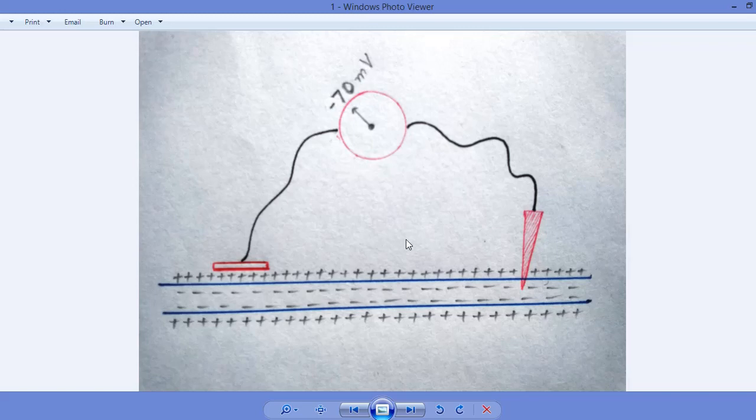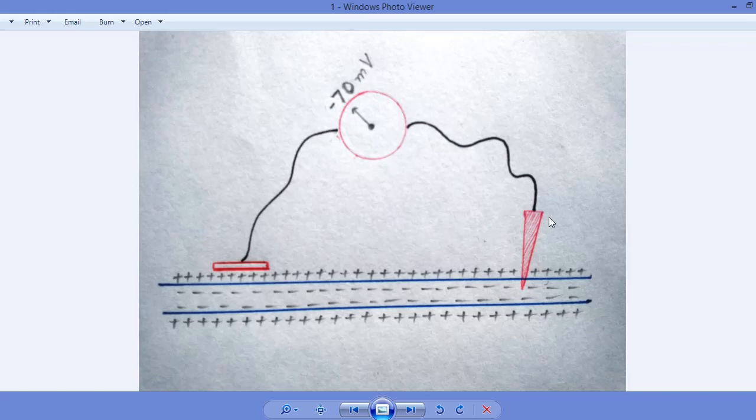If we have a microelectrode and we insert it into the cytosol of a neuron, and we connect that microelectrode to a voltmeter. For the very first time, the microelectrode was inserted into a squid neuron. The neuron of the squid is very large in size. That's why the squid neuron, a sea animal, has been used for various types of experiments regarding the action potential, the resting potential, and the electric potential of the membrane of the neuron.